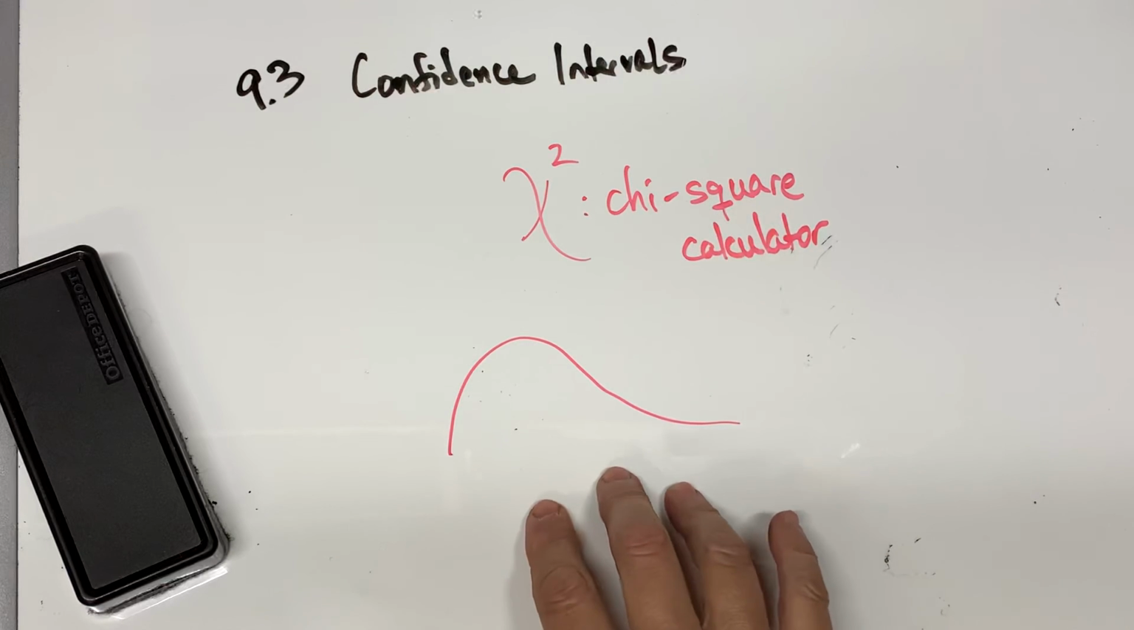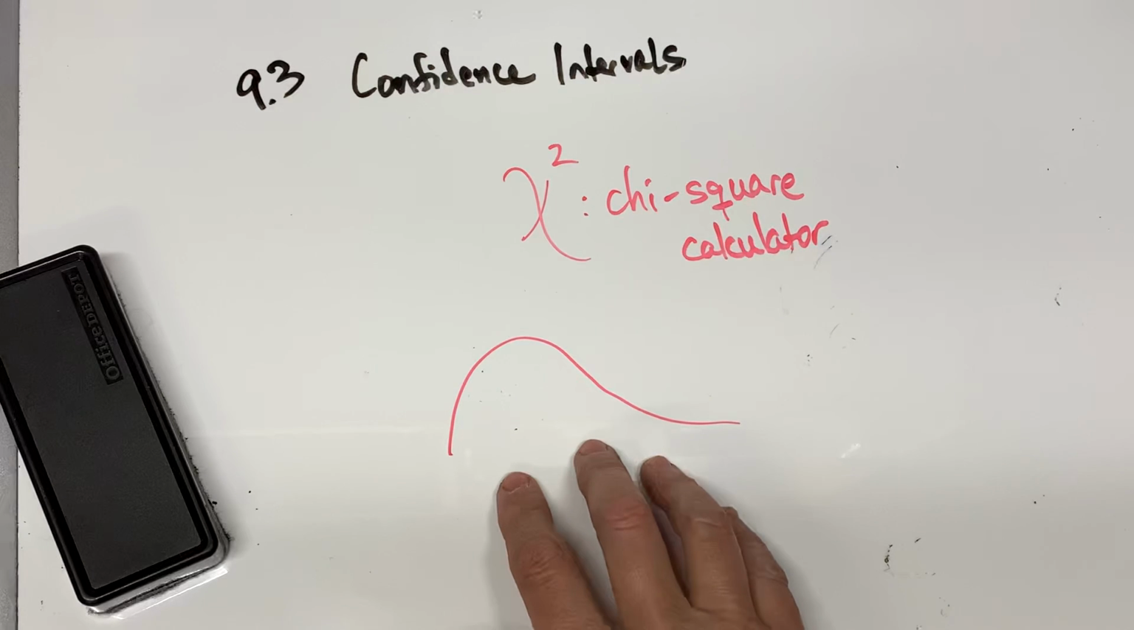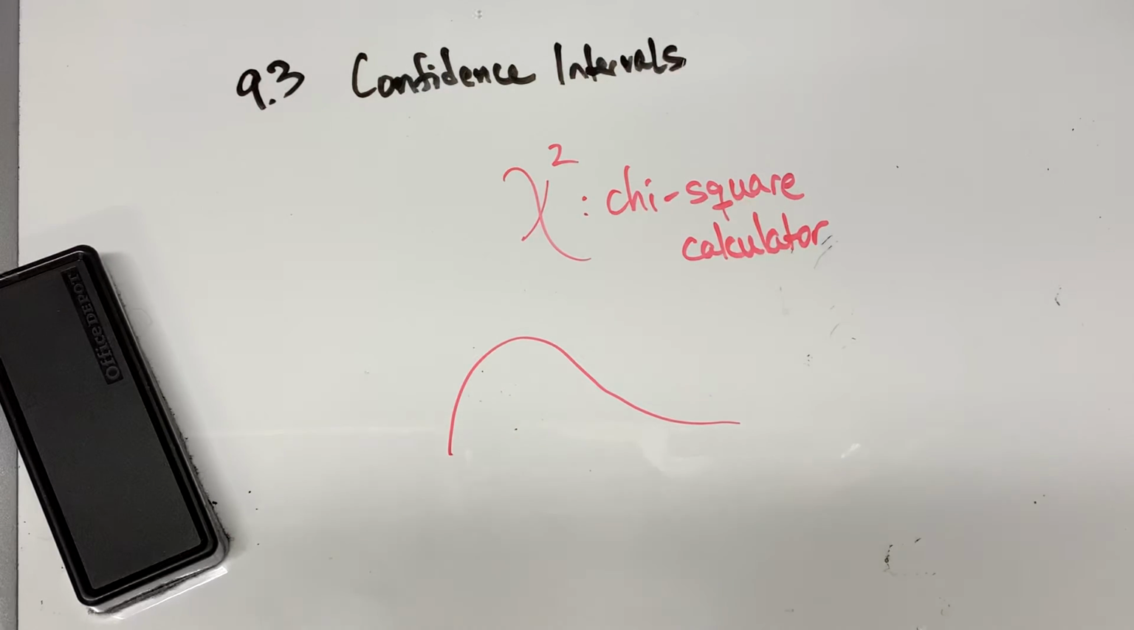For 9.3, it has to come from a normal population, just FYI. It has to come from a normal population. So you don't have those other criteria that you have to worry about. You can't be like, oh, well, if it's big enough, then blah, blah, blah. No, it has to come from a normal population. So just try to remember that.